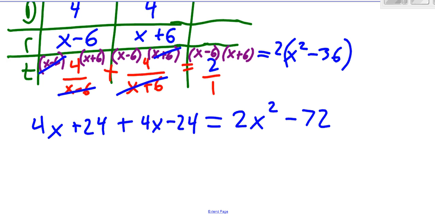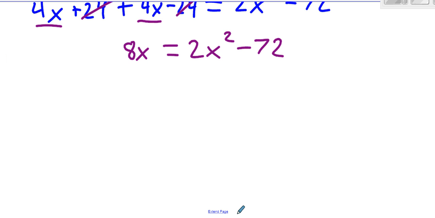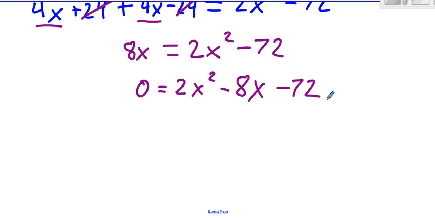To solve this, since we have x squareds, x's, numbers, we have everything, we need it all on one side so we can factor. So let's combine our 4x plus 4x, our negative 24 and positive 24 cancel out. And then move that 8x over. So we can solve this. It is factorable. Everything can be divided by 2.